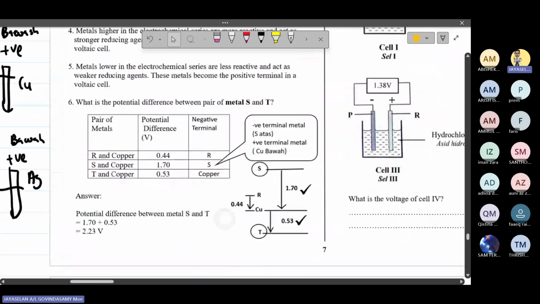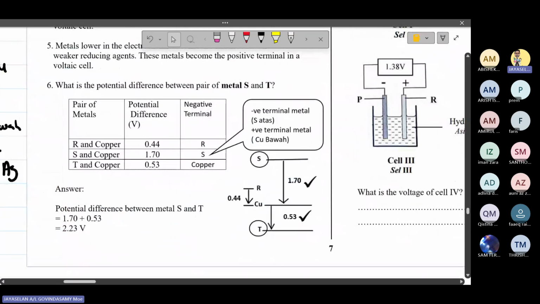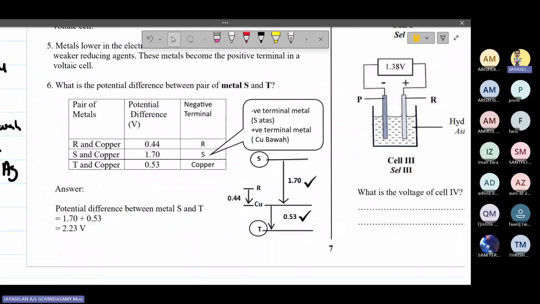Ni nanti you baca lah. Okay, dia bagi macam ni. Okay, ingat ni lama tak keluar tau. Lama tak keluar macam mana nak buat. Okay, so bila di sini dia bagi copper dengan S negatif kan? Negatif you kena letak atas. So S atas macam ni. Okay, dan ini kan copper. Copper ni kan copper bawah. Okay, dia punya value 1.7. You kena letak macam ni.